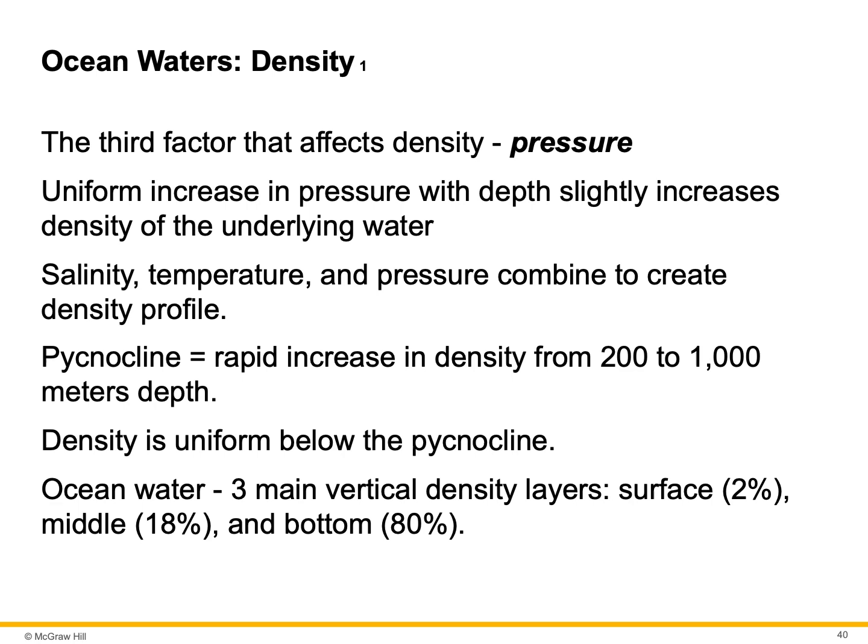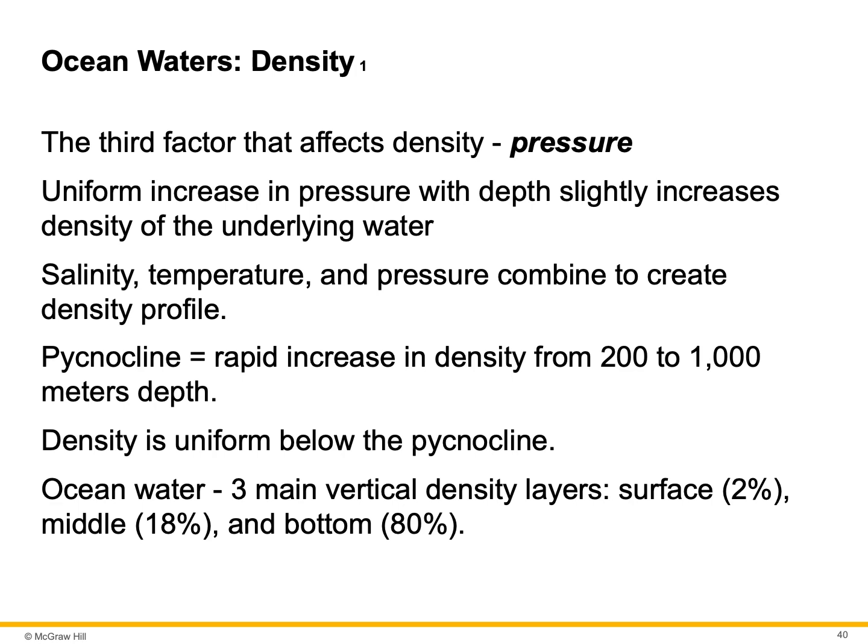The third factor that affects density is pressure. The uniform increase in pressure with depth slightly increases the density of the underlying water. Salinity, temperature, and pressure combine to create a density profile. The pycnocline is the rapid increase in density from 200 to 1,000 meters depth. Density is uniform below the pycnocline.